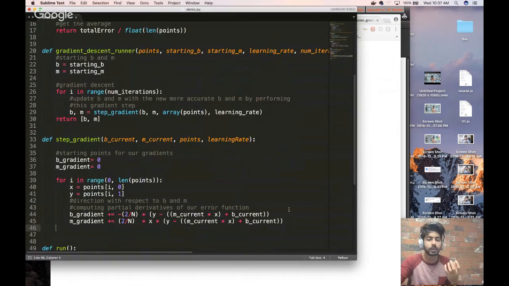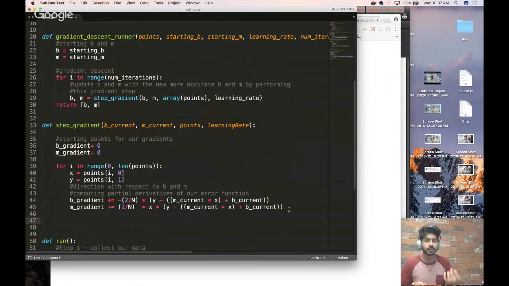So once we've computed the partial derivatives, the sum of them with respect to B and M, now we're going to update our B and M values. We're going to use that to update our B and M values. And guess what? This is our last step, using this partial derivative.